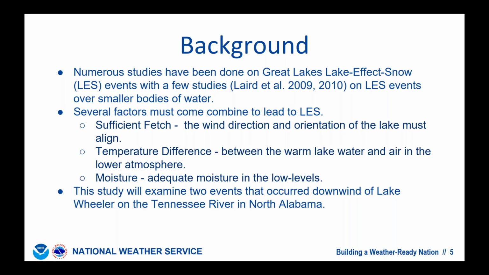But as some of those lake effect snow offices know, I'll go into this for some of the others. There are several factors that must combine to produce these lake enhanced snow events. Those are going to be kind of interchangeable terms throughout the talk. You need sufficient fetch, so the wind direction and the orientation of the lake must align. You need a solid temperature difference between the water and air temperature, and you would like to see some moisture, of course. We can't deal with a moisture-starved environment. So we'll look into 2 events that occurred in late 2020 downwind of Lake Wheeler on the Tennessee River.